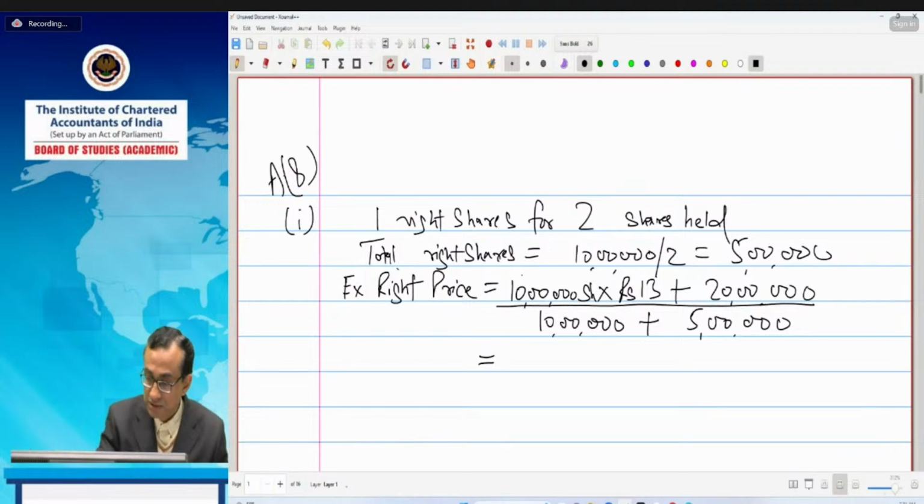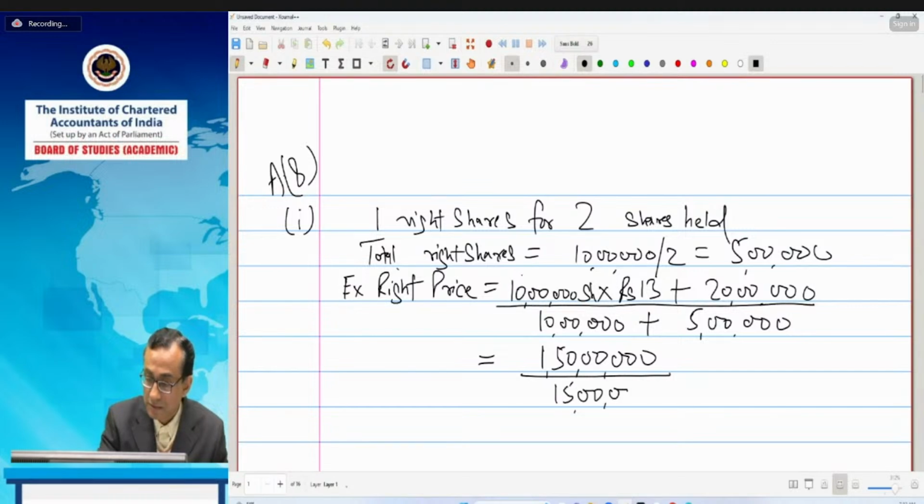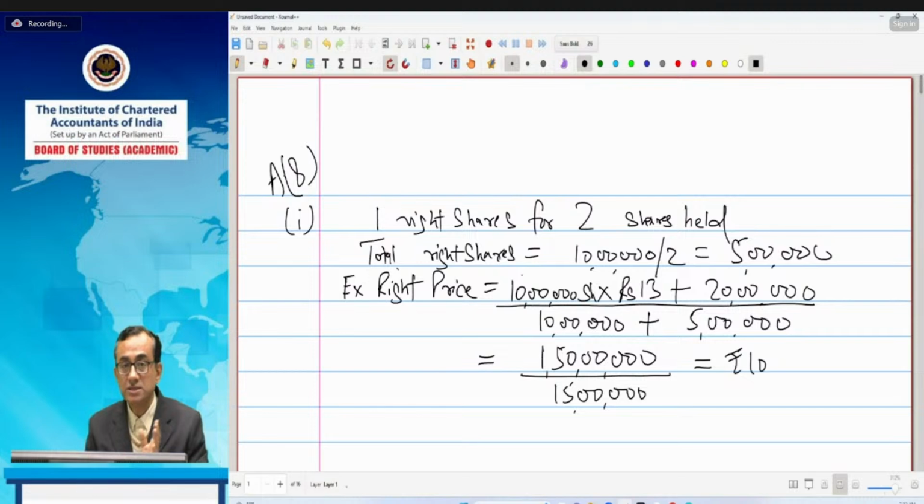Is 1 crore 30 lakh plus 20 lakh. It's coming to 1 crore 50 lakh. And 10 lakh plus 5 lakh, it is 15 lakh. So let us calculate it. 1 crore 50 lakh upon 15 lakh, it is coming to 10. Rupees 10. So rupees 10 is the X right price.